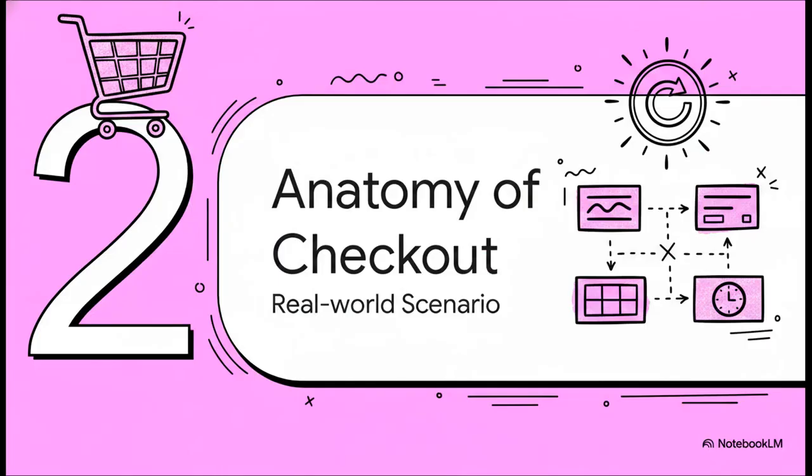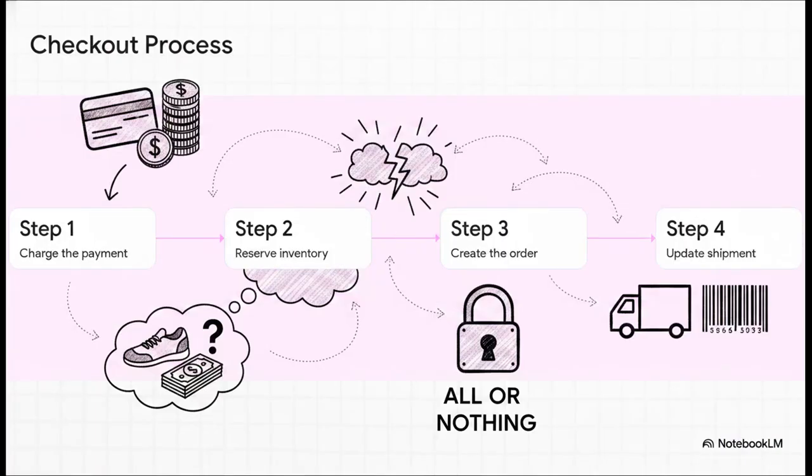Moving to Section 2, Anatomy of a Checkout. Let's actually break down a standard e-commerce checkout into 4 distinct steps to see why this matters so much. Step 1, charge the payment. Step 2, reserve the inventory. Step 3, create the order. And Step 4, update the shipment.